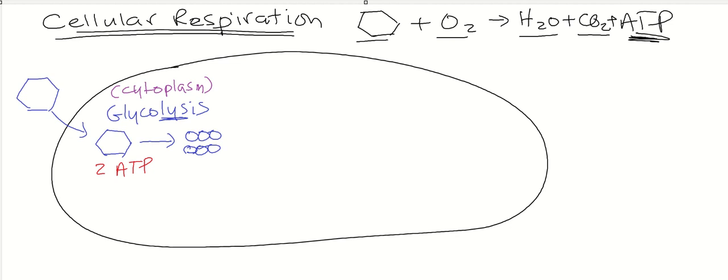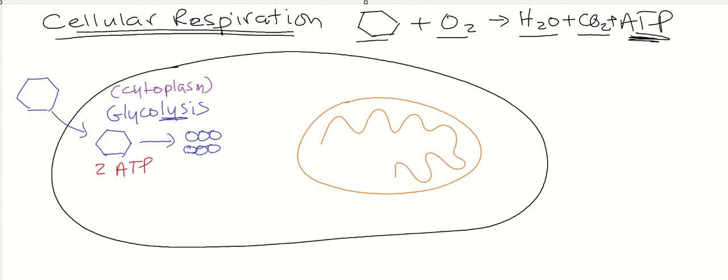All right, now if oxygen is available, cellular respiration is going to continue into the mitochondria. Now the mitochondria is not this big, right? But I need to draw it big so I can show you what's going on. The mitochondria has 2 membranes, an outer membrane and an inner membrane. The products of glycolysis are going to go into the Krebs cycle, and that happens in the inner part of the mitochondria.